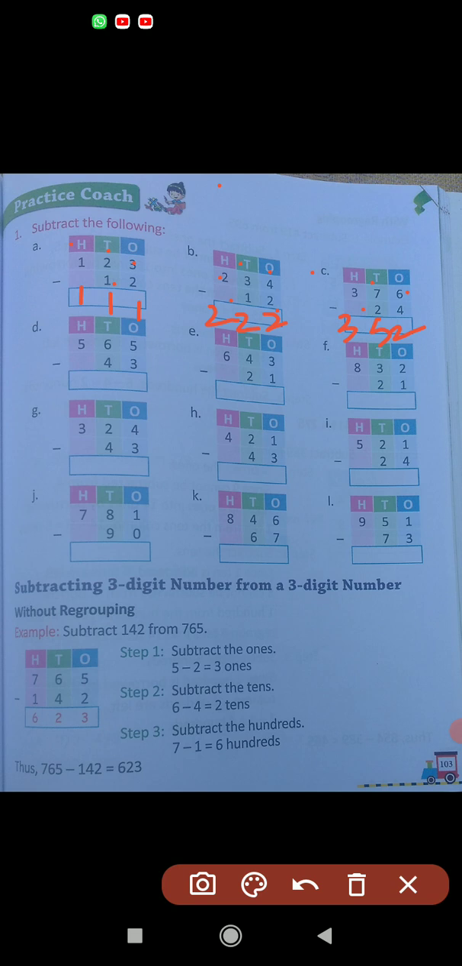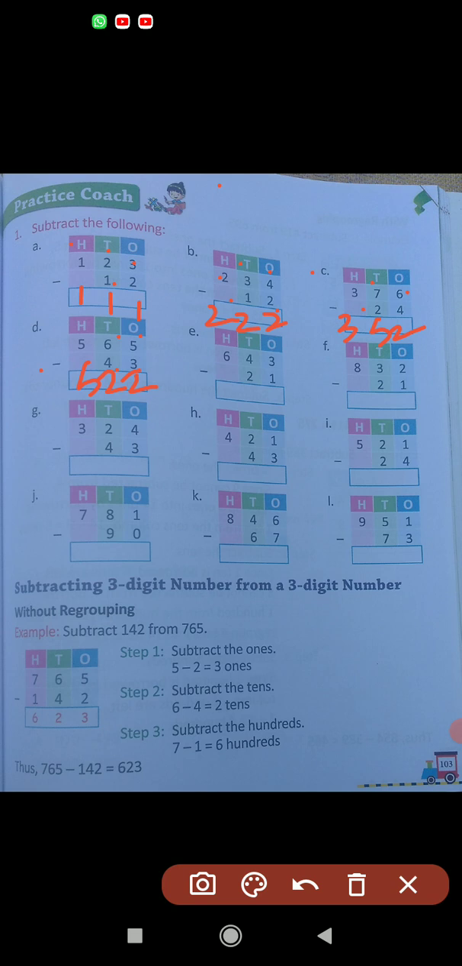Okay. Next question is D question, 565 minus 43. Ones place, 5 minus 3 is equal to 2. Write 2 in ones place column. Next, 10th place, 6 minus 4. 6 minus 4 is equal to 2. And 5 as it is in 100th place column. 522. 565 minus 43 is equal to 522. Okay.